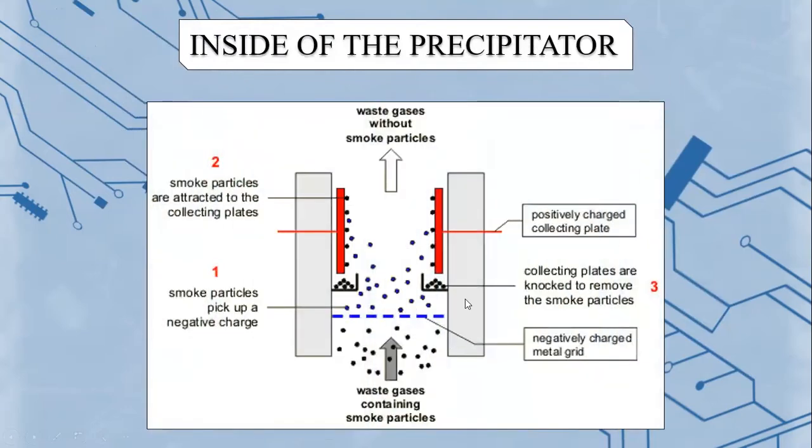In the chimney, I have used a metal grid in the lower section and two metal plates in the upper section. I have charged the metal grid to a very high negative voltage. So as the dirt particles pass through it, they pick up a negative charge. Now traveling through the pipe, they get to the metal plates which I have charged to a very high positive voltage. So the negatively charged soot particles get attracted to the positively charged plates and stick there, and ultimately we get the waste gases without the smoke particles.